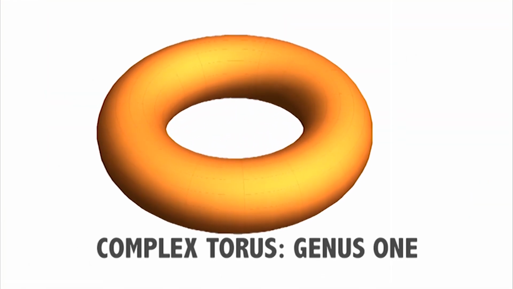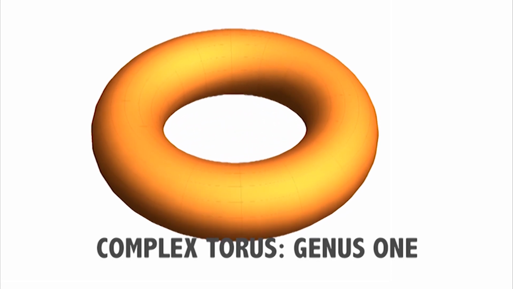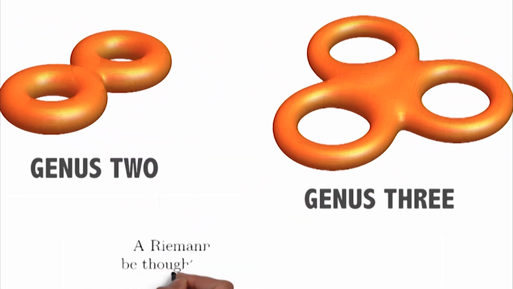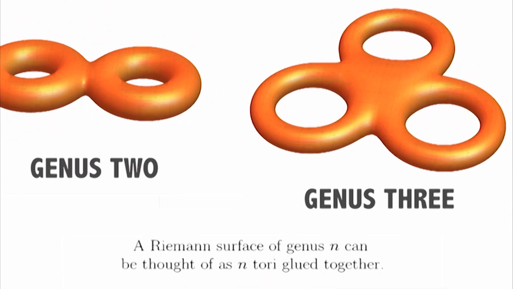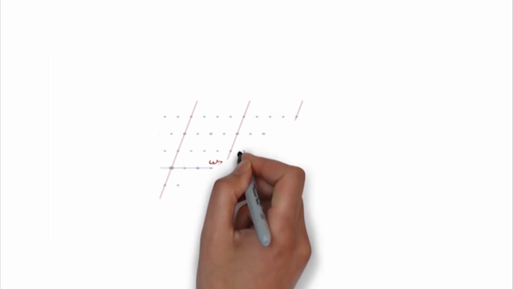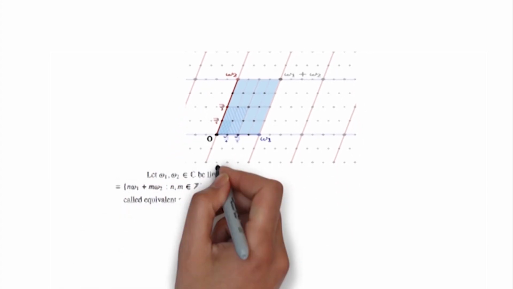The complex torus is considered a Riemann surface of genus 1. That is, it has one hole or one handle. Then a Riemann surface of genus n is in some sense n tori glued together. We define the lattice gamma by the set of all linear combinations of the linearly independent generating vectors omega 1 and omega 2 with integer coefficients spanning the lattice.